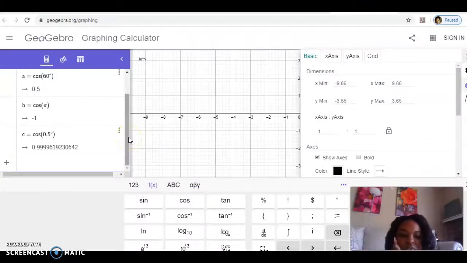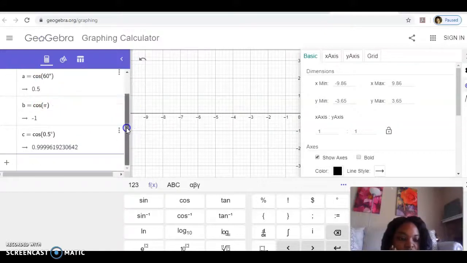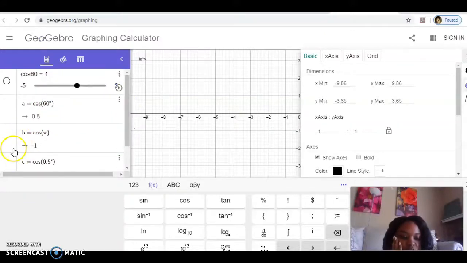Alright, so I paused the video for a second because I was looking up if you can change it to radians. So I don't see the option here. So everything you want to assume that it's being put in degrees. So you're going to have to find the conversion if you're in radians to degrees if you want to use this GeoGebra calculator.